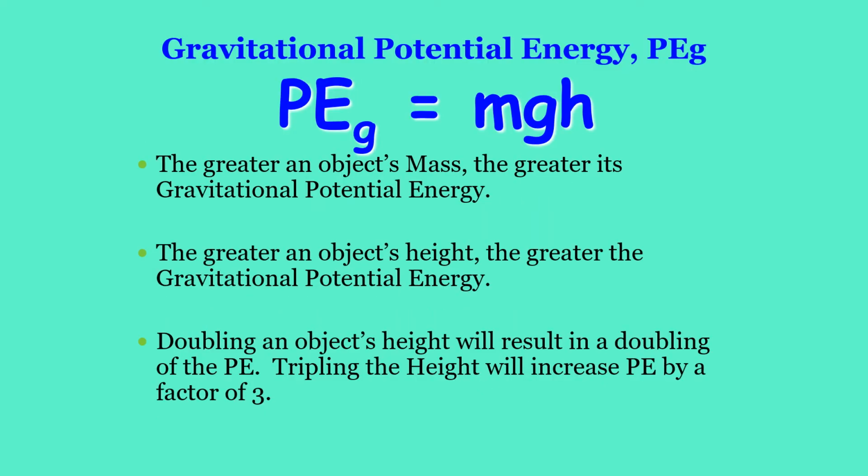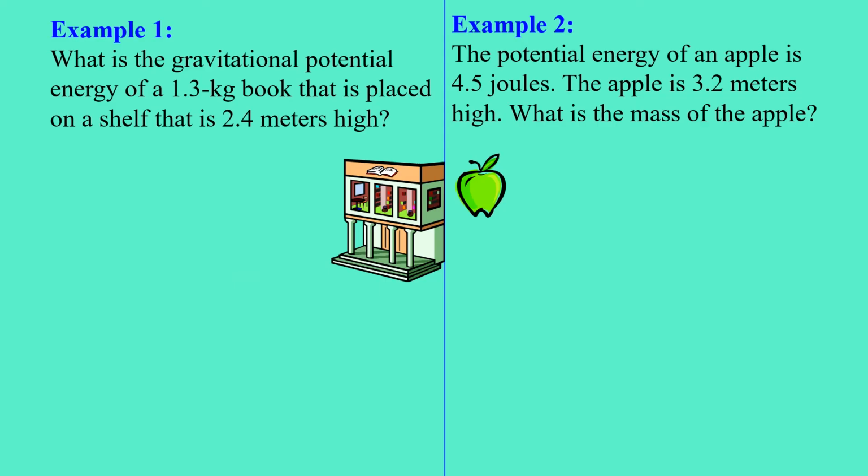From the gravitational potential energy, which is equal to mgh, we notice that the greater an object's mass, the greater its gravitational potential energy. The greater an object's height, the greater the gravitational potential energy. Doubling an object's height will result in doubling of the potential energy. Tripling the height will increase potential energy by a factor of 3. Let us do some examples now.